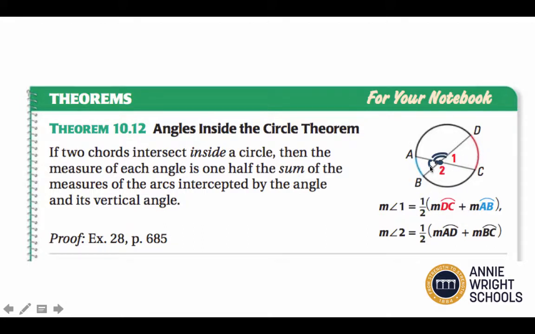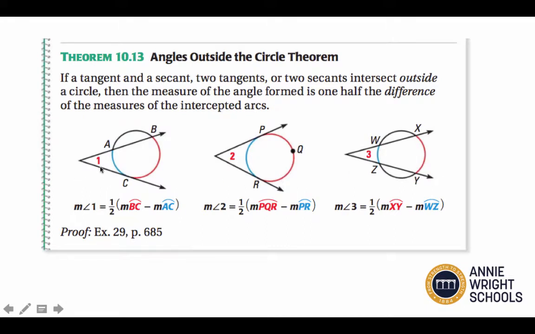And angle 3 over here would be congruent to it because they're vertical angles. Angle 2 has the same thing, except now it's arc AD and arc BC. So you take vertical angles inside the circle, and you look at the arcs they intercept. Good? We get a different but similar theorem when we have them outside the circle.